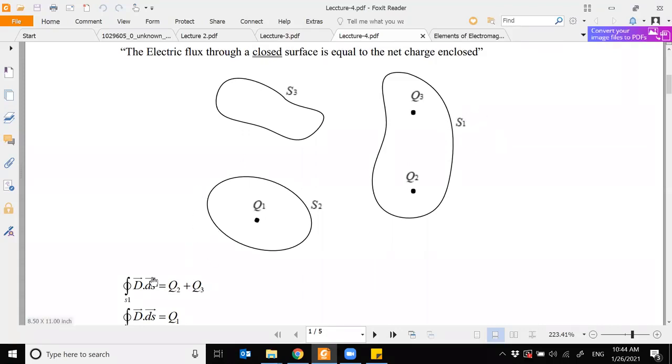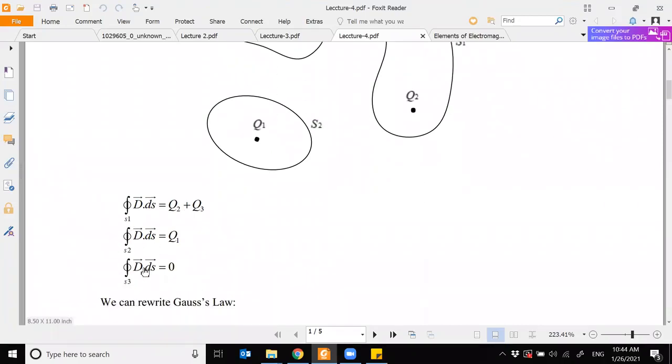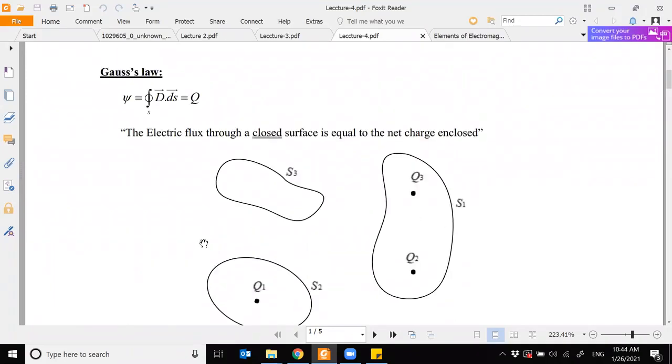I will get that the closed surface integral D dot dS over my surface S1 is equal to the charge enclosed. How many charges are enclosed? Q1 plus Q2, superposition principle. And for S2, it will be Q1. And here, if there is nothing, then it will be equal to 0. So this is called Gauss's law. Gauss's law says that the flux going out of the closed surface, which is nothing but psi also, is equal to your charge enclosed.